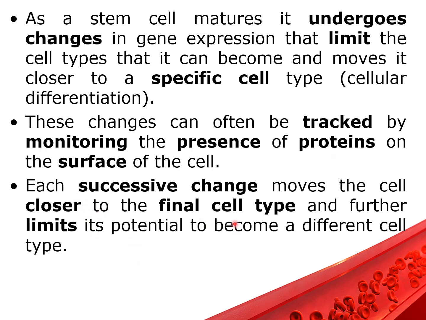Each successive change moves the cell closer to the final cell type. That means if our body requires more platelets, then it will produce a specific cell type which can give rise to the platelets, such as megakaryocytes. So we can understand that our body currently requires formation of more platelets, and this is how we can track it.